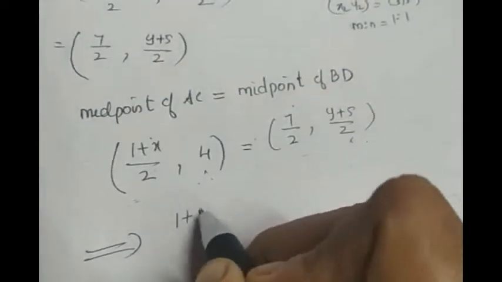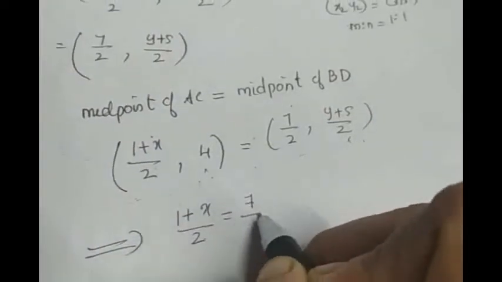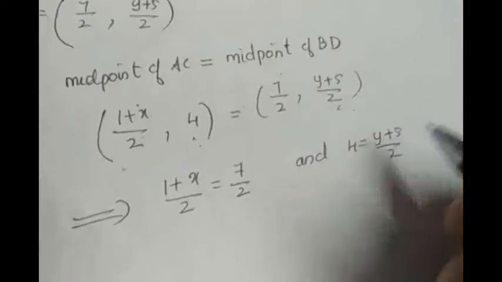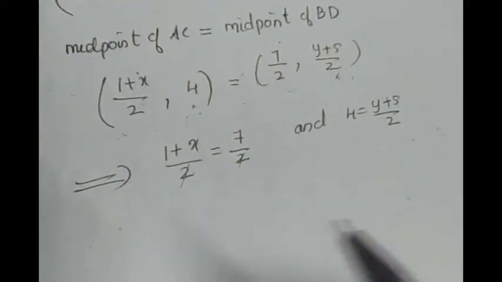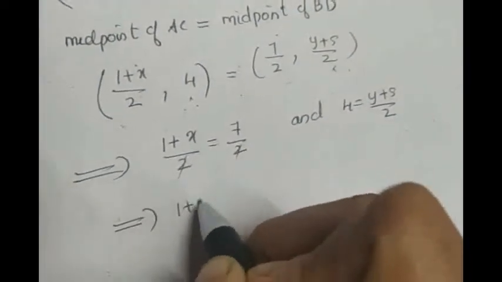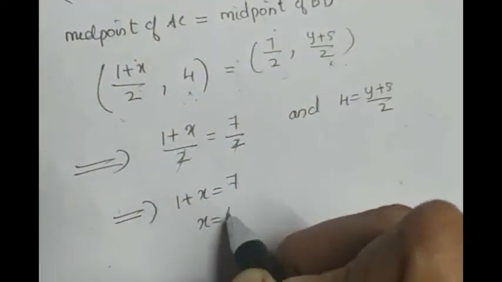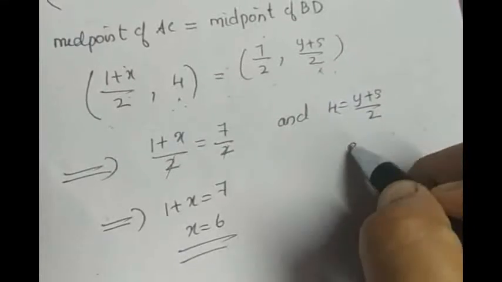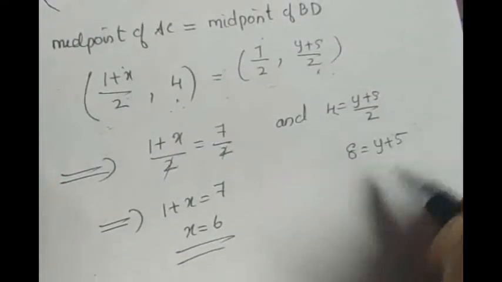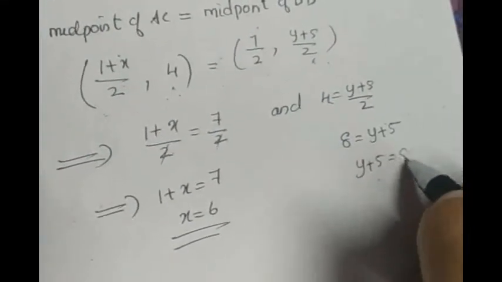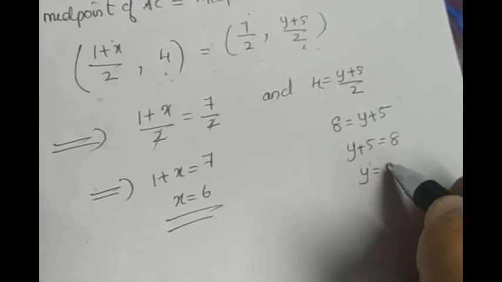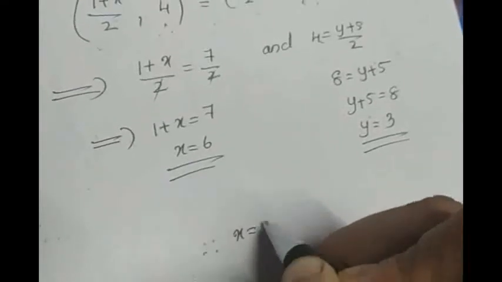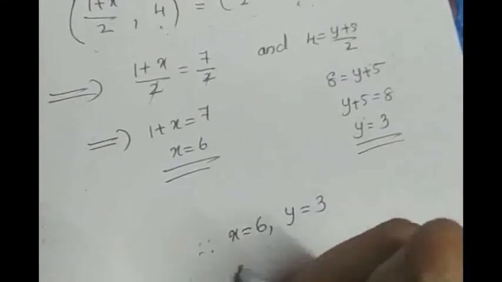So if I compare the x coordinate, (1 plus x) by 2 is equal to 7 by 2, and also 4 is equal to (y plus 5) by 2. So these 2s get cancelled because they are in the denominator. So 1 plus x is equal to 7, and you are getting the value of x as 6. And here, if I multiply 4 with the 2, 8 is equal to y plus 5 will be the equation. That is, y plus 5 is equal to 8, which gives you the value of y as 8 minus 5, 3. The question was to find the value of x and y. Therefore, at last we have x equal to 6 and y equal to 3.